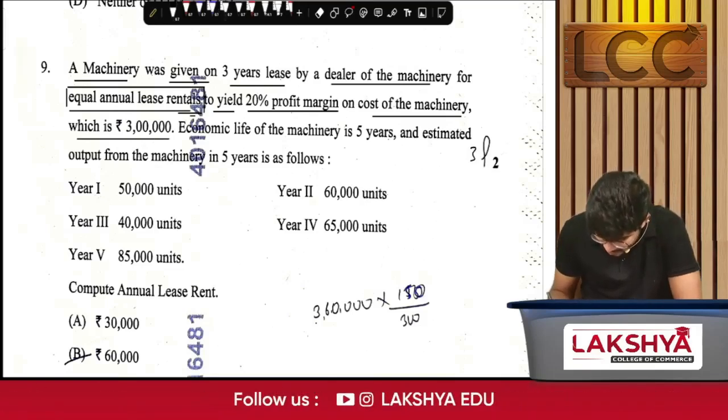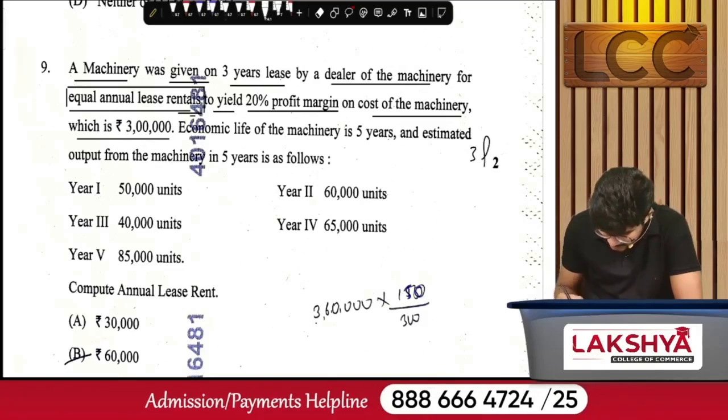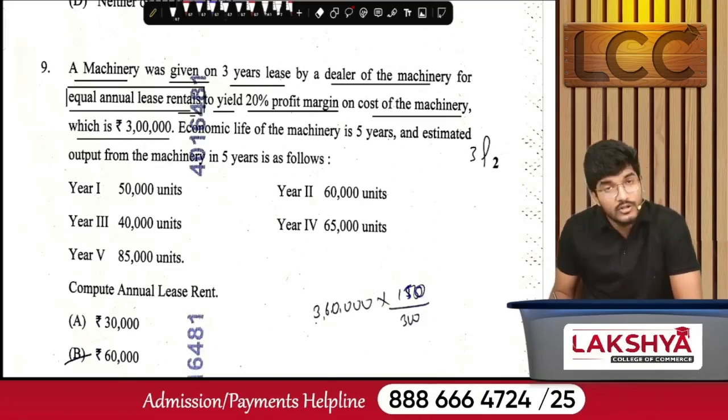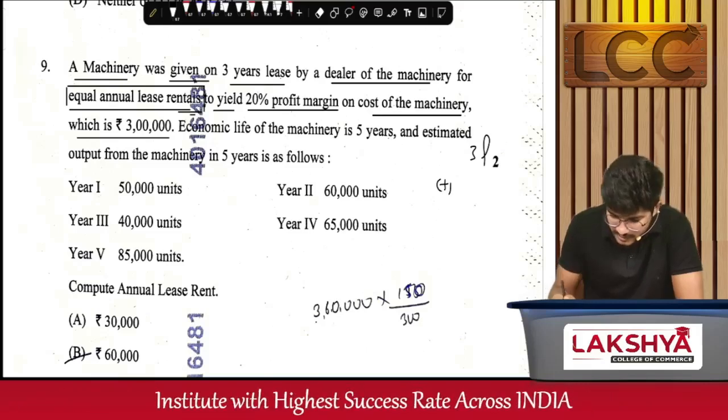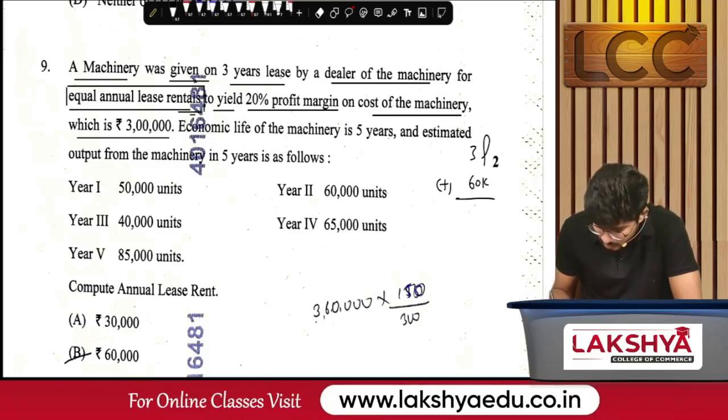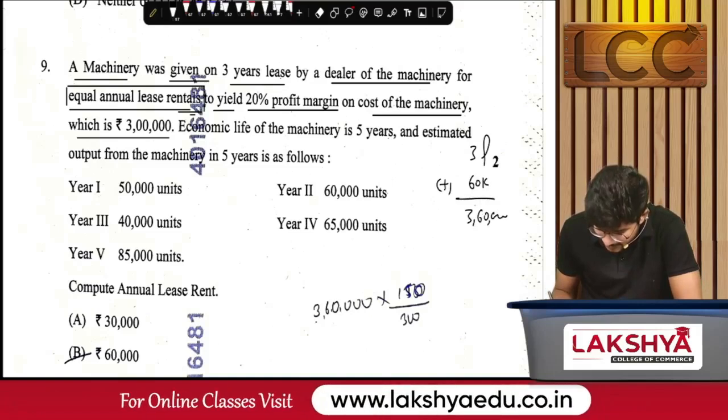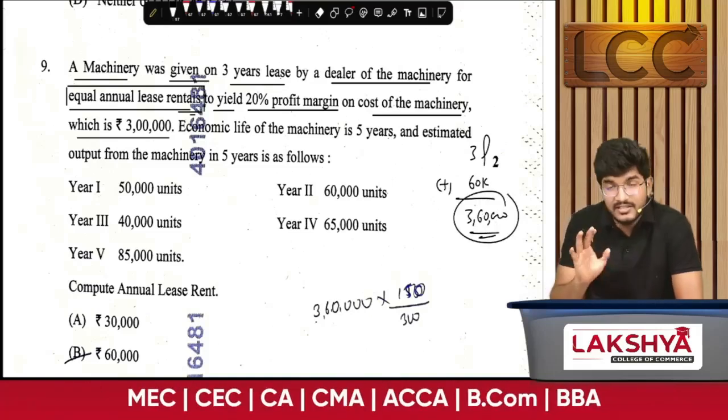If the cost of the machine is 3 lakhs and the expected yield is 20%, right? So 3 lakhs into 20%, that is around 60,000. So overall, from the life of the asset, the dealer wants to get 3,60,000.